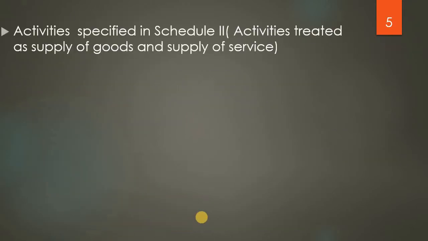Then the next one, activities specified in Schedule 2. That is, activities treated as supply of goods or supply of services. There are certain activities under Schedule 2 where there is a specific mention of whether it has to be treated as supply of goods or as supply of services. I will give you an example.